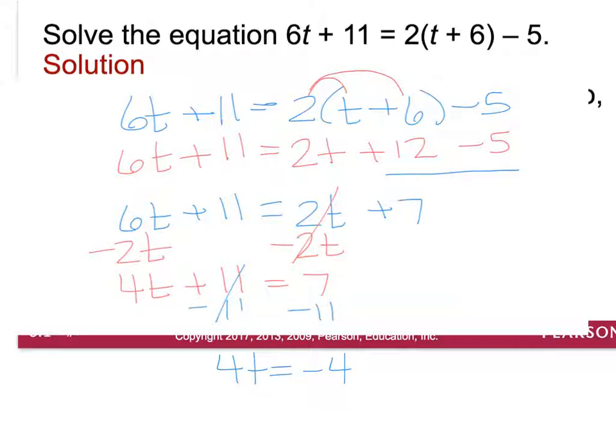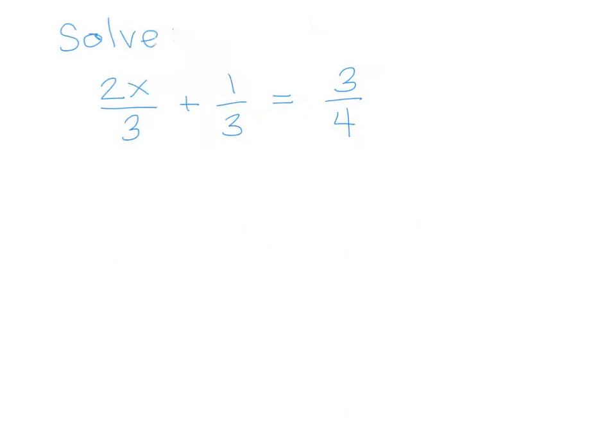And then last, I'll get rid of the 4 with division. So your t should be -1. And then again, I would recommend substituting that back into the original equation to check your answer.